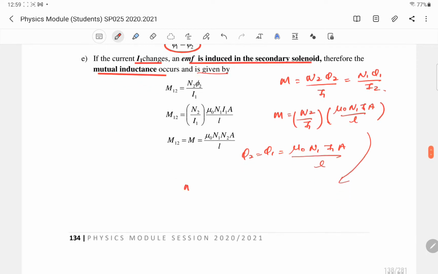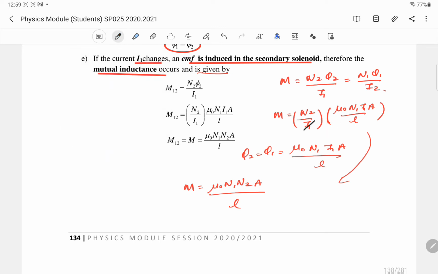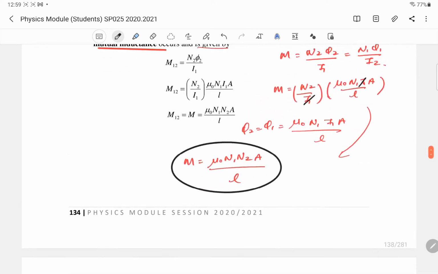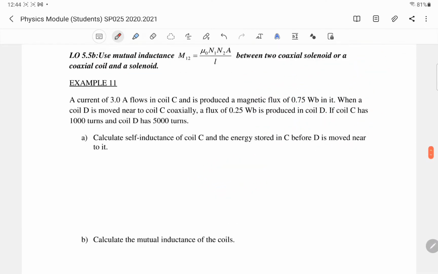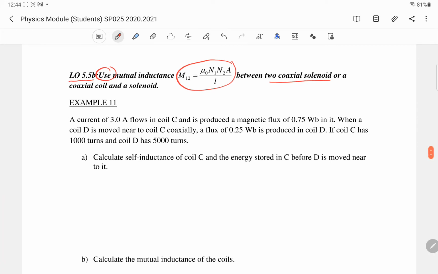So we get M equals mu naught N1 N2 A over L, because I1 and the current are the same, so we cancel them here. Alright, go to the exercise. For learning outcome 5.5b, you have to use mutual inductance M equals mu naught N1 N2 A over L between two coaxial coil solenoids, or two coaxial coils.